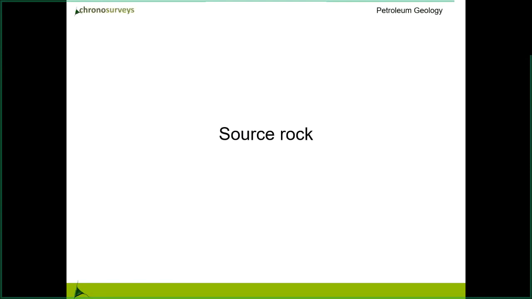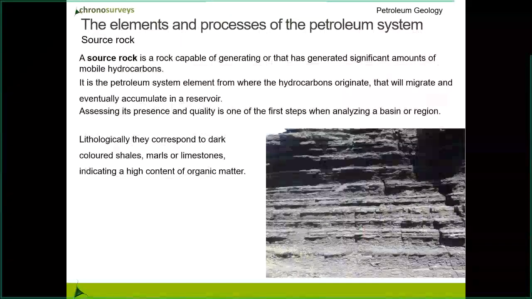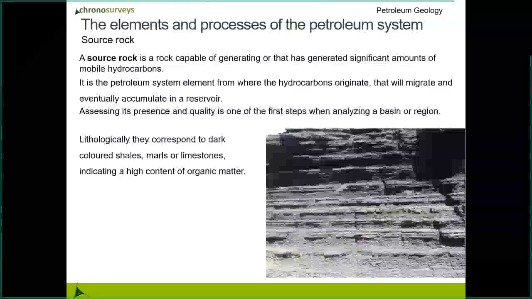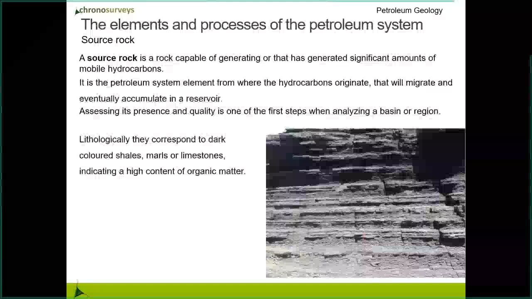So starting with the source rock. The source rock is a rock which is capable of generating hydrocarbons, or it has generated hydrocarbons in the past. It's important to say that these need to be mobile hydrocarbons, so they need to be generated in a significant amount, and then expelled from the source rock, and they migrate eventually into a reservoir or up to the surface. So that's where hydrocarbons originate, and they will migrate and eventually accumulate in a reservoir.